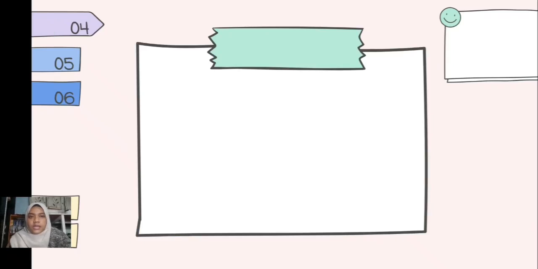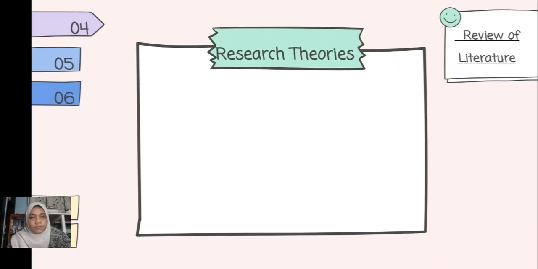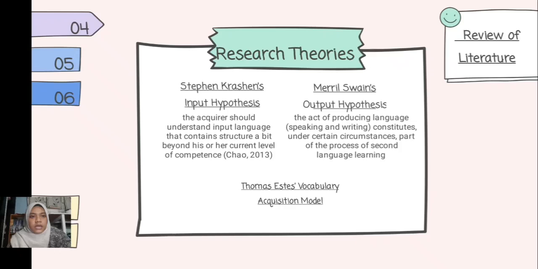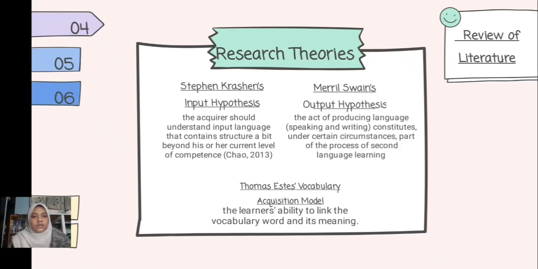Besides, in this study there are three research theories used in order to seek the effectiveness of pictures in promoting vocabulary, which are Stephen Krashen's input hypothesis, Mary Swain's output hypothesis, and Thomas S's vocabulary acquisition model.